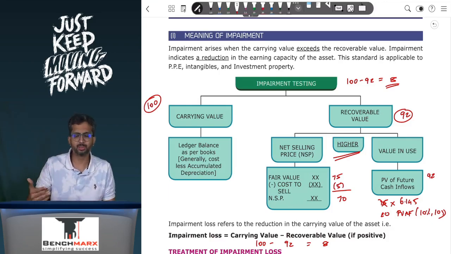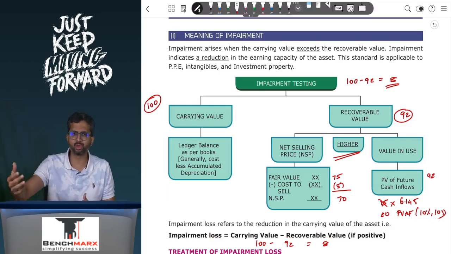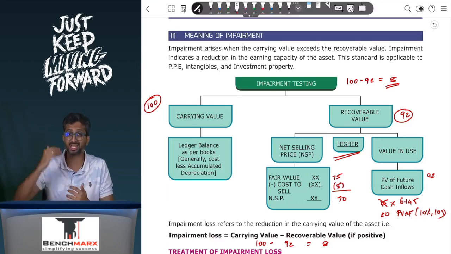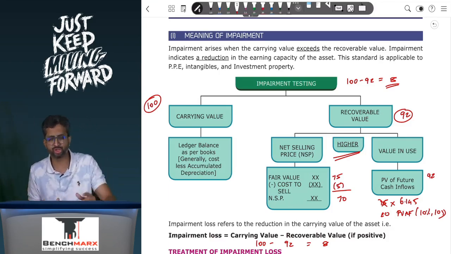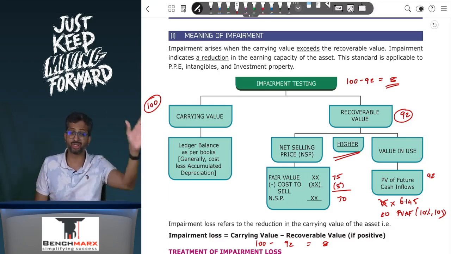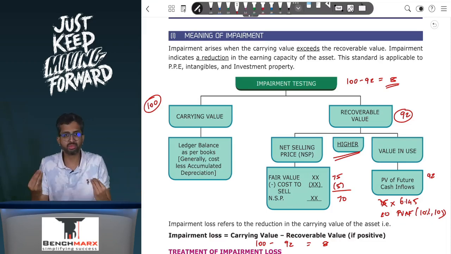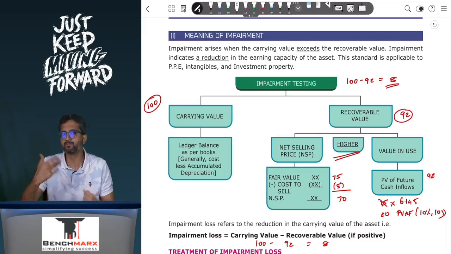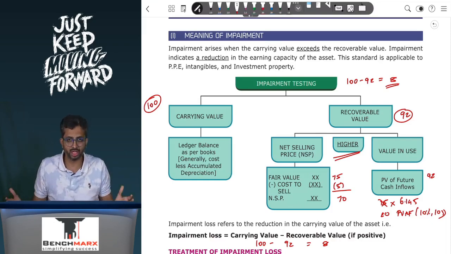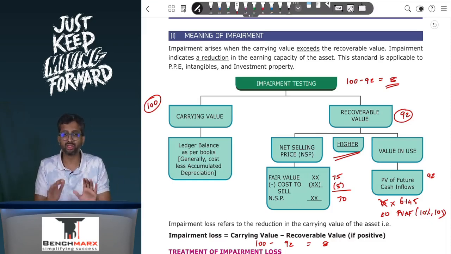Further, the recoverable value using value in use, that is the present value of future cash flows, is even more complex because I have to predict the cash flow for each machine. Imagine a company like Tata Steel, which is in operation for close to 100 years. The cash inflow for each of the machines is very difficult to calculate, or rather very time consuming, and hence the standard puts a relaxation over here.